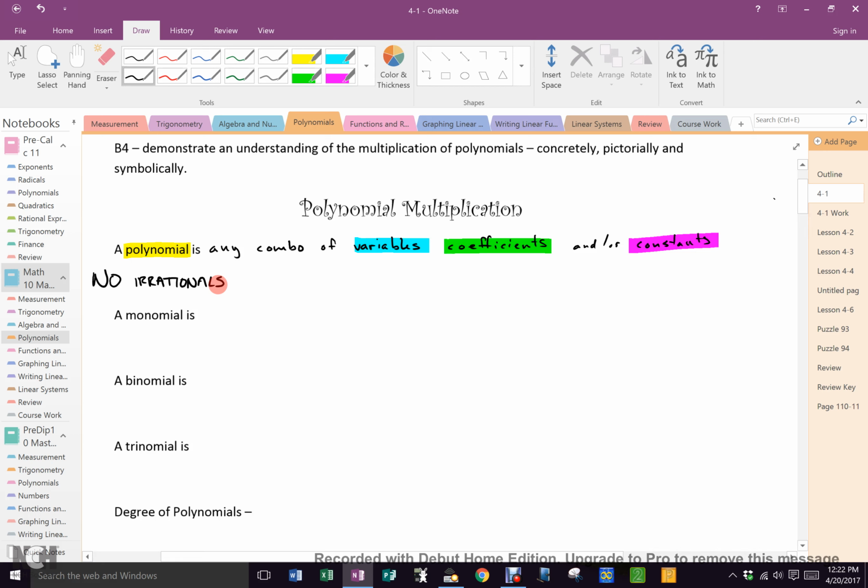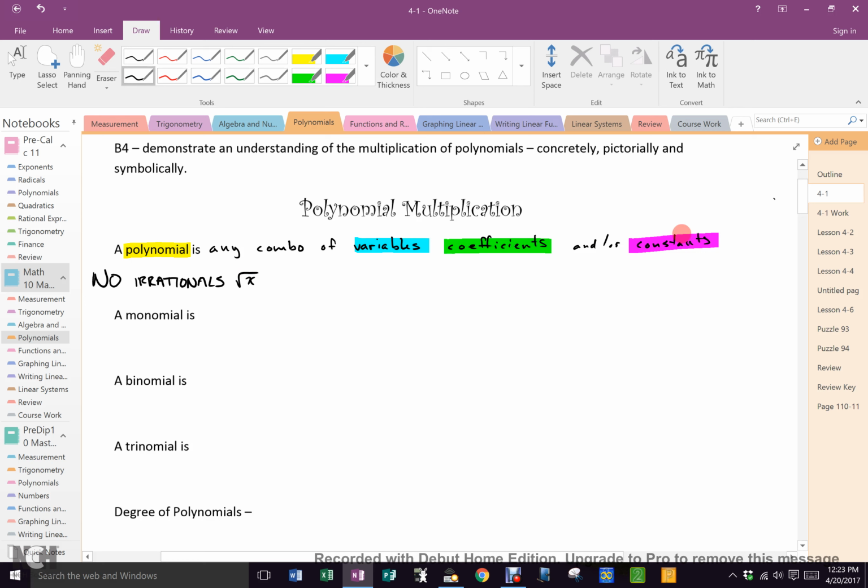No irrationals. Now, we just did a whole unit on irrationals. What are irrationals? That is any square root or cube root or fourth root that doesn't work. So would the square root of 4 be allowed? Yes, because the square root of 4 is 2. Would the square root of 3 be allowed? No, because 3 has no square root. Everybody cool? So there's no irrationals. That's the first thing. That's not allowed.